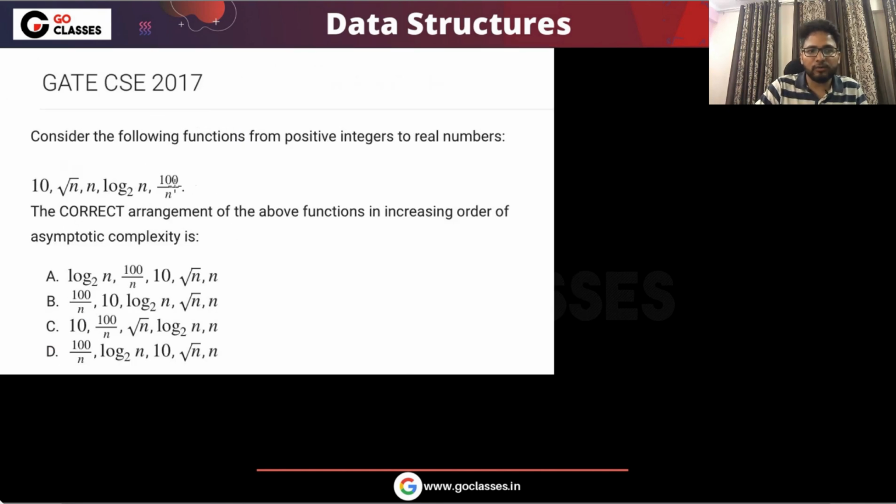I think this is a very easy question. You can do it. Okay. This is a GATE 2017 question. Very easy question. You can do it easily. You can just ignore these constants maybe. Okay, there is no constant. Yeah, this 100 you can ignore.